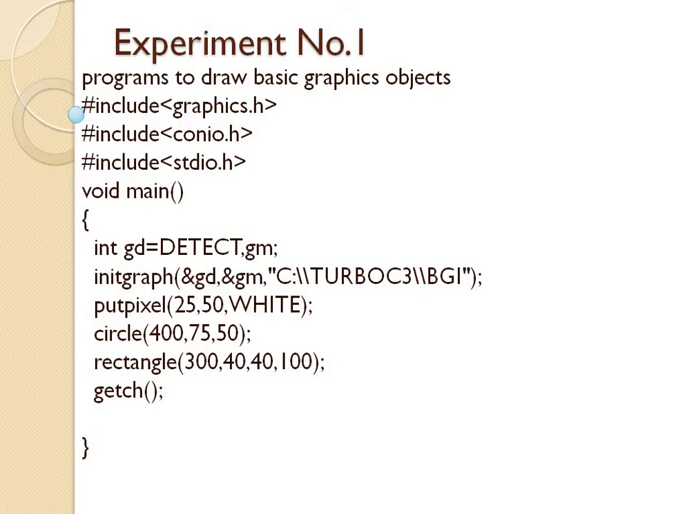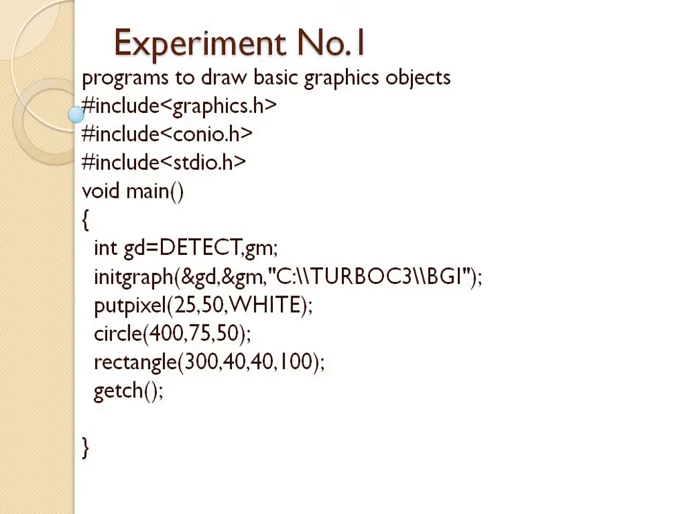Today we start our practicals. Until now we have learned only theory, okay? But how to display graphics and pictures, that is pixel, line, circle, and other objects. Here the first experiment is a program to draw basic graphics objects.